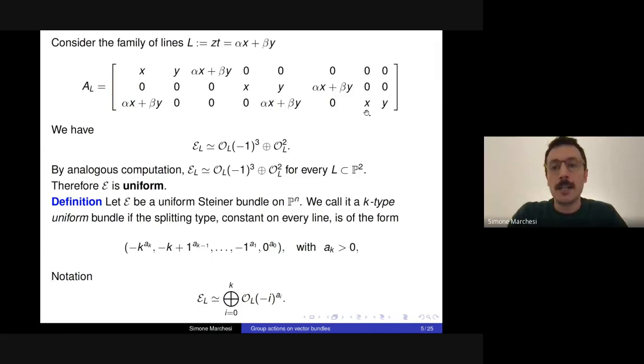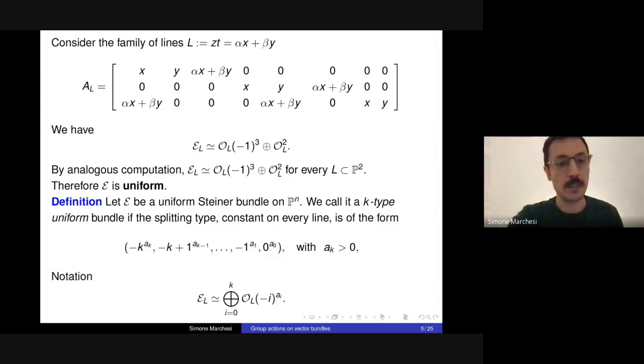Using this block X, Y on the right, we can vanish the last line, this part. With the other two blocks, we can vanish also these two columns. Two vanishing columns mean that we have in the kernel two copies of OL. And each one of the three blocks X, Y gives us a summand OL(-1). I've done it only for this family of lines, but dividing all lines in P2 into a finite number of families and doing an analogous computation, the idea is always the same. We prove that the splitting is constant for every line and it's of type minus one, three copies, and zero, two copies. So this bundle is uniform.